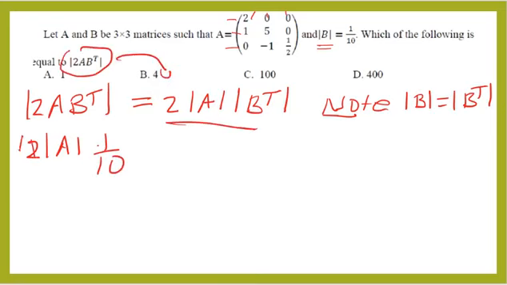Then we can simplify by 2: 1 on top, and 10 divided by 2 gives 5. So this result is going to be the determinant of A over 5. Here the simplification is not 10, it must be 5.